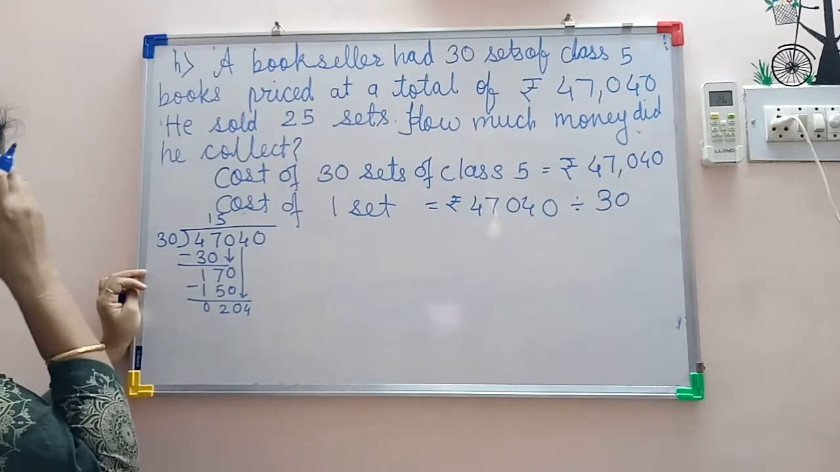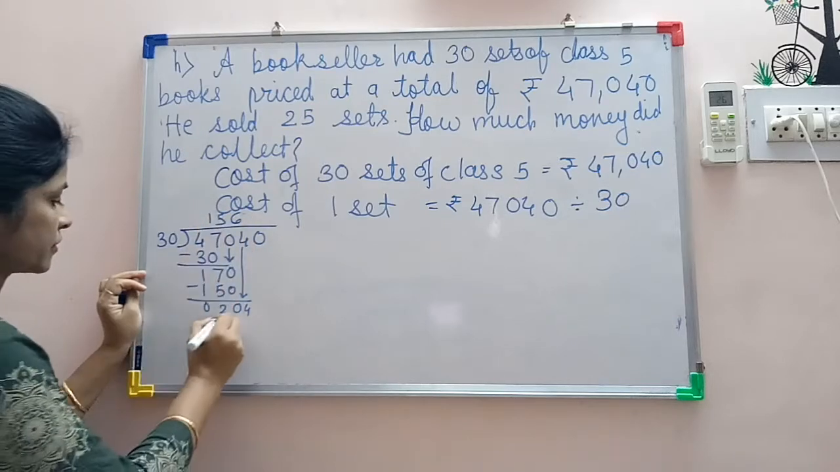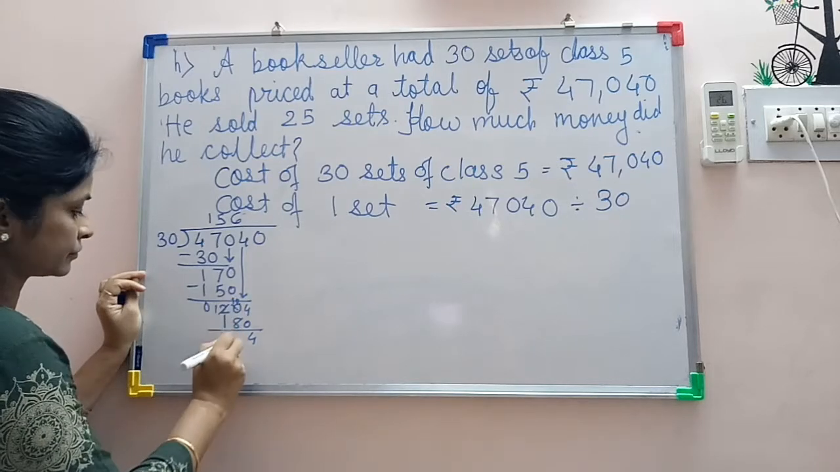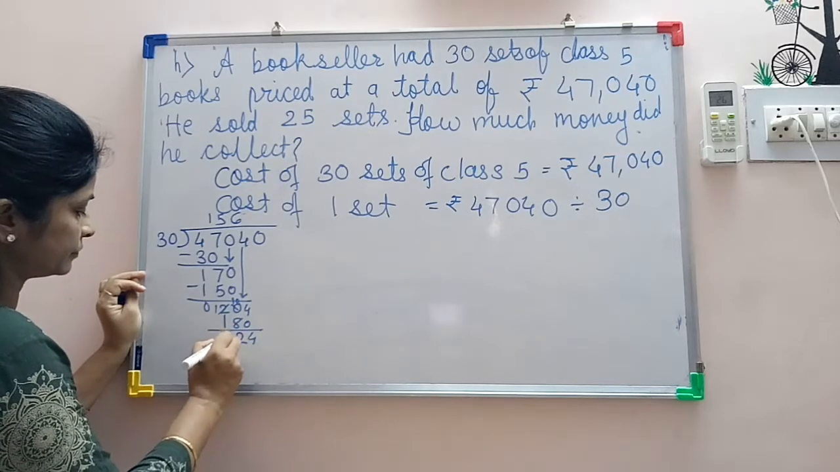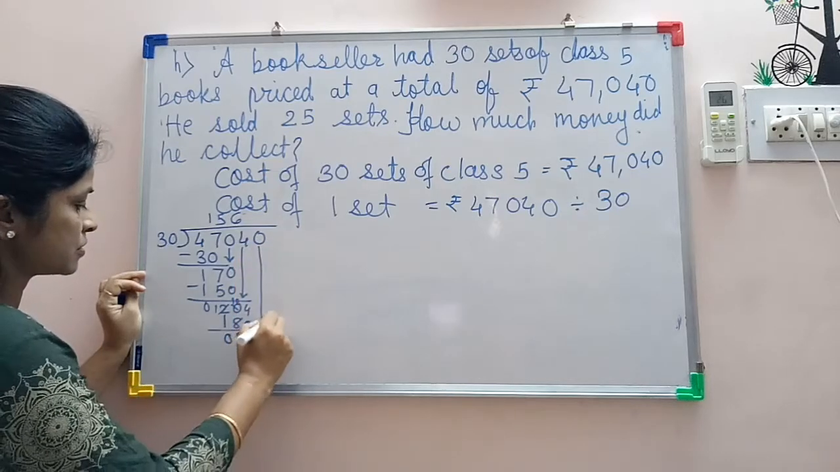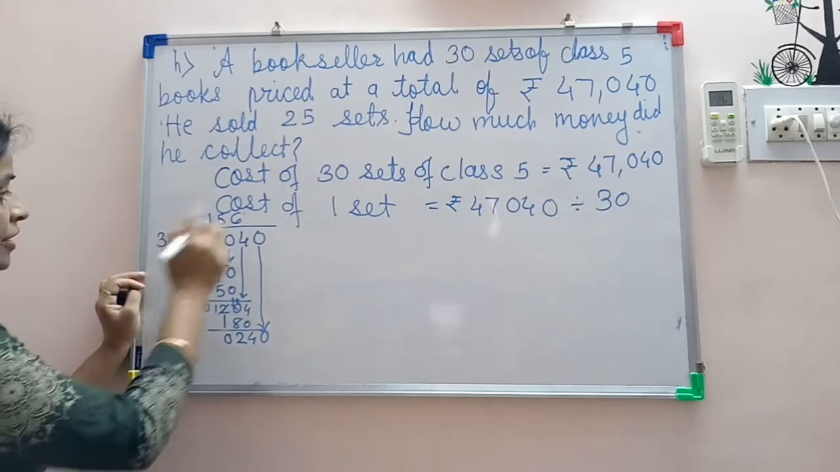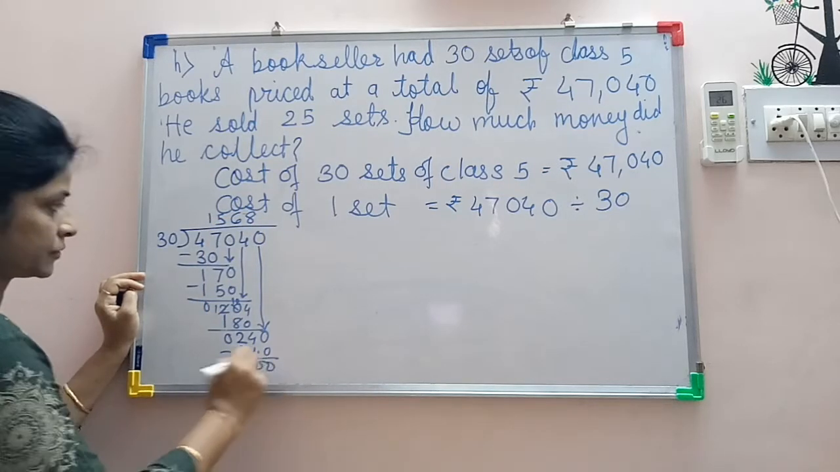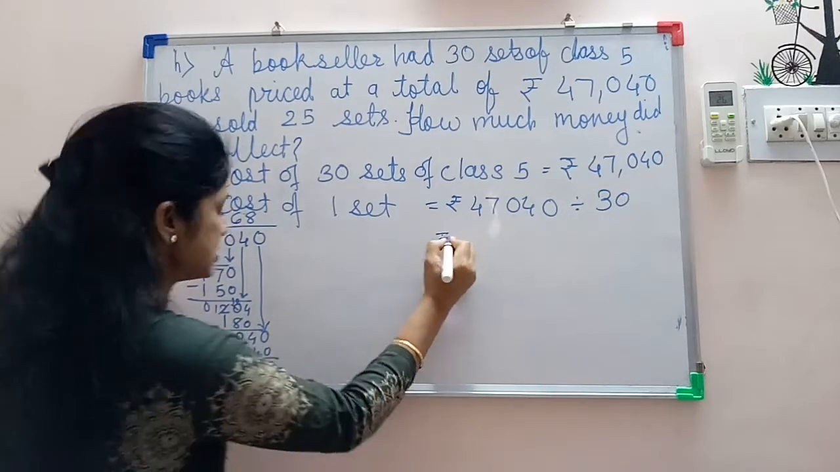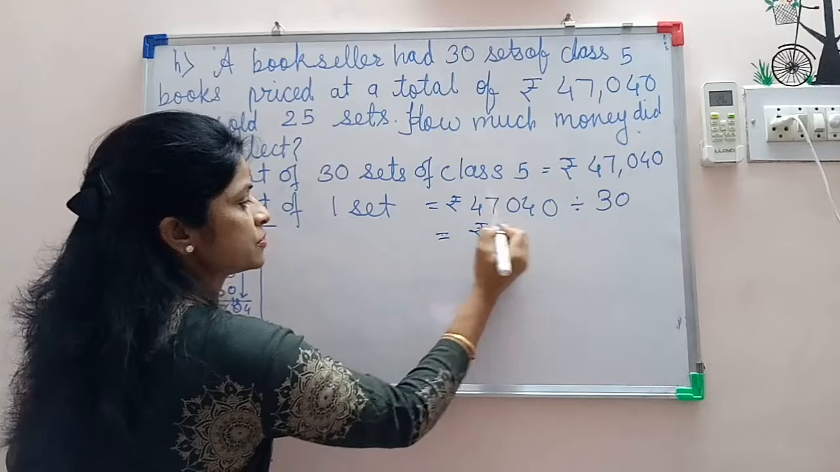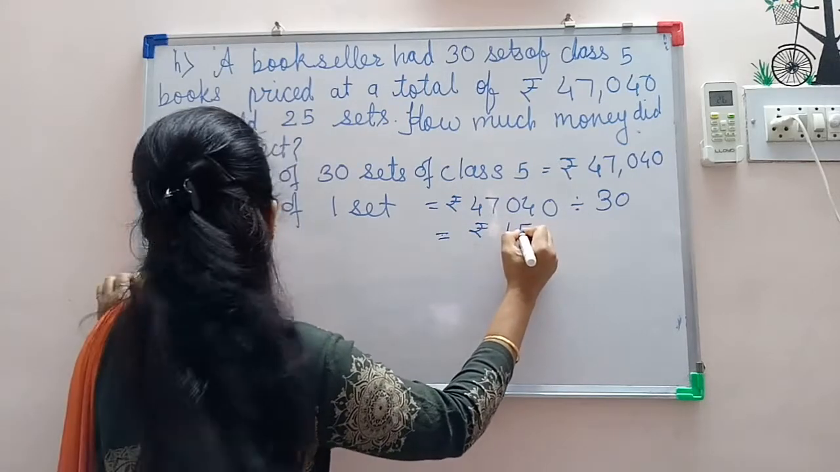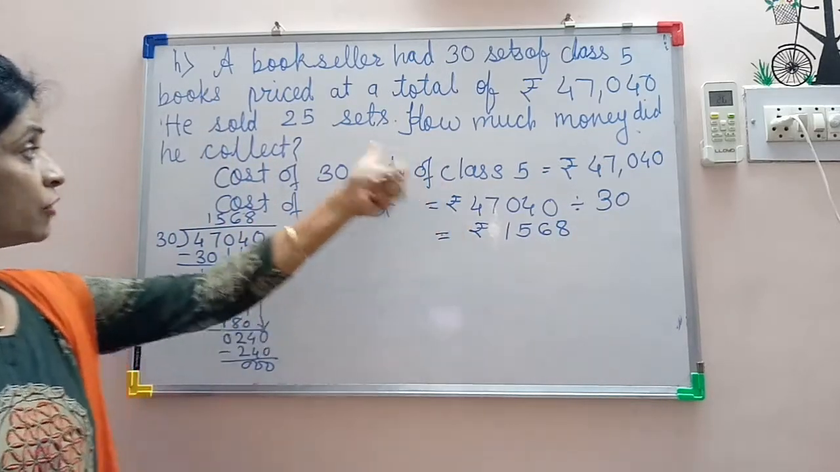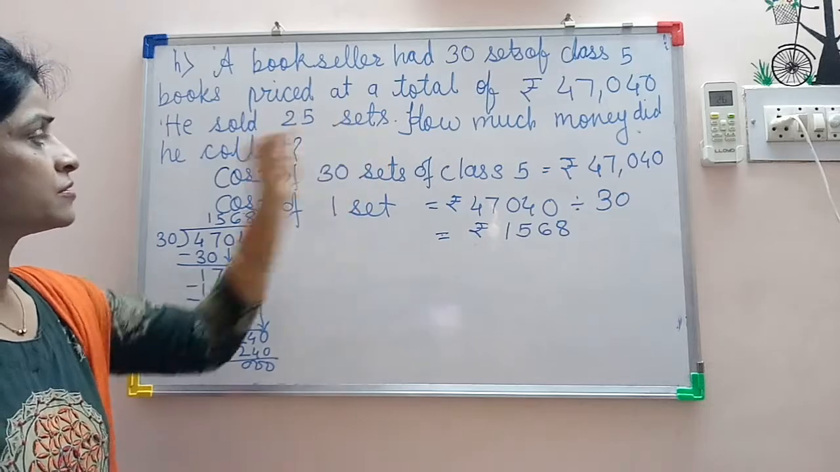204. Now 3 6s are 180. We have to regroup it. Bring the 0 down. Now 3 8s are 240. Okay. So the cost of one set we got here rupees 1568. This is the cost of one set. Now we have to find out the cost of 25 sets.